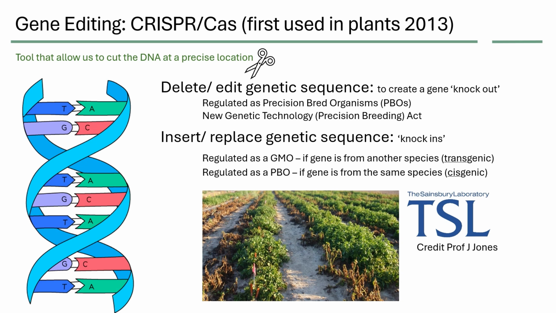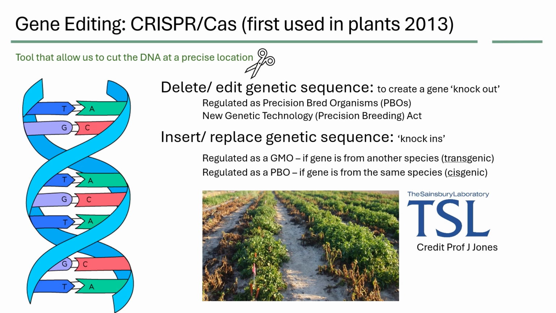And these would be regulated as precision-bred organisms under the new Genetic Technologies Precision Breeding Act, because the endpoint could have been achieved through traditional breeding approaches, but we've just gone there in a much more direct route. Now, we can also use this technology to open up the genome at a precise location in order to insert or replace genetic sequence, and we would refer to these as knock-ins.